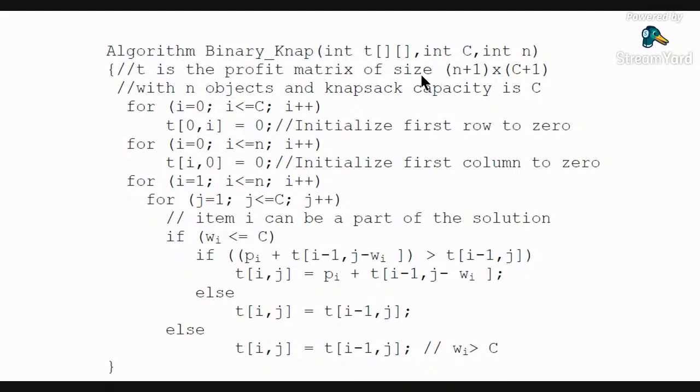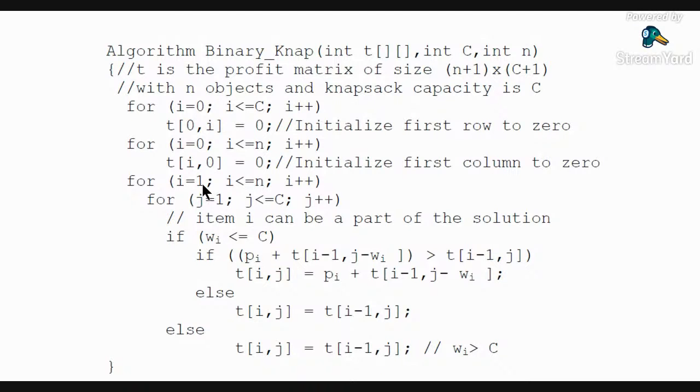Here you can just notice that the size of this T is not N multiplied by C, it is N plus 1 cross C plus 1. So we will take the first row and first column. The elements of this particular T matrix are initialized to 0. This is the initialization. For j equal to 0 to C, we are initializing the first row to 0. Then i ranges from 0 to n, and T of i0 is initialized to 0. It means that we are initializing the first column of this matrix to 0. Now you can note that the 0th row and 0th column have been initialized to 0.